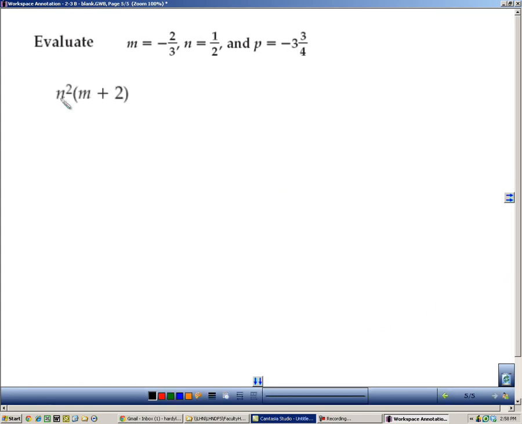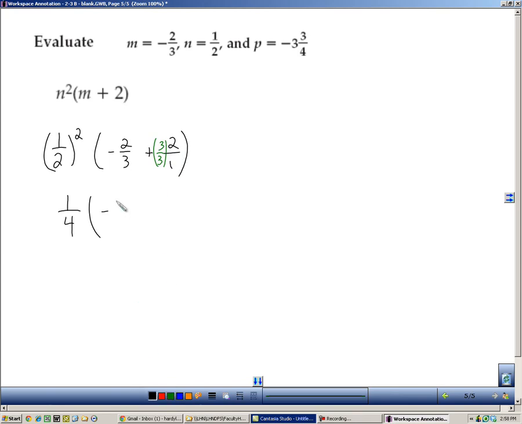And the last one, n squared, which means we'll plug a 1/2 in for n and square that. And then multiply it times m, which is negative 2/3, plus 2. Now I'm going to make this a 2/1, and you'll see why in a little bit. When you square 1/2, you square the 1 and get 1, square the 2 and get 4. In here I need common denominators. So it looks like a common denominator will be a 3. And the reason I made this a 2/1 is because I knew I was going to multiply by 3/3.